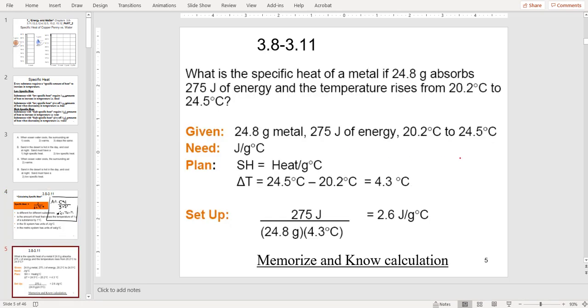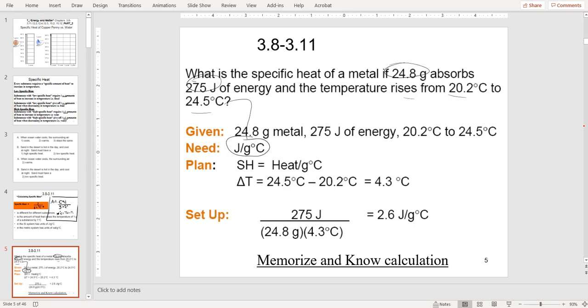Here's a worked out problem. First off, we're starting off in joules. There's the grams that absorbs the energy, and the temperature rises from 20.2 Celsius to 24.5 degrees Celsius. So here's our specific heat equation. Again, this is pretty straightforward. You simply have to plug and chug.